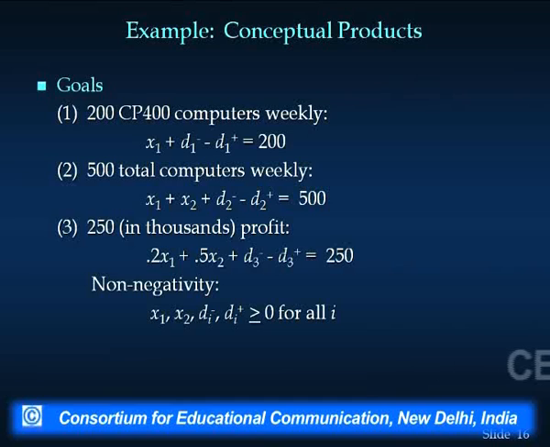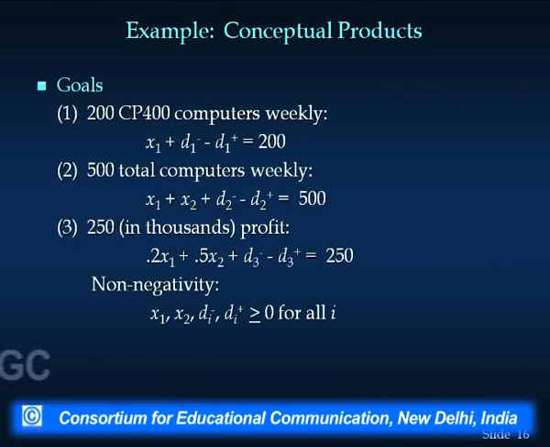And now second priority, 500 total computers weekly. Total computers produced are nothing but x1 plus x2. So x1 plus x2 plus d2 minus d2 plus should be equal to 500.